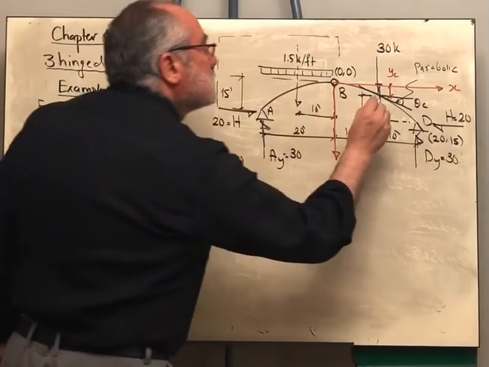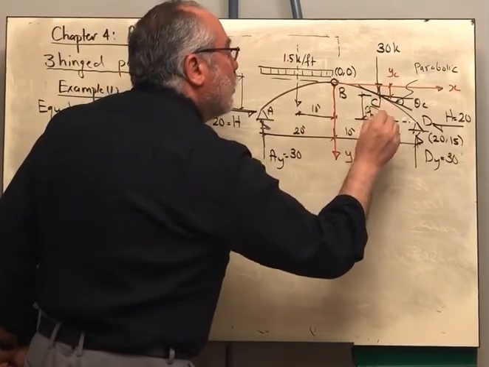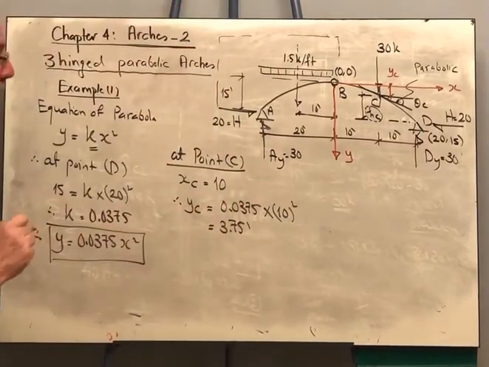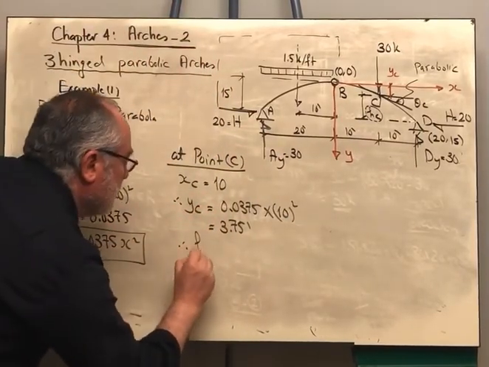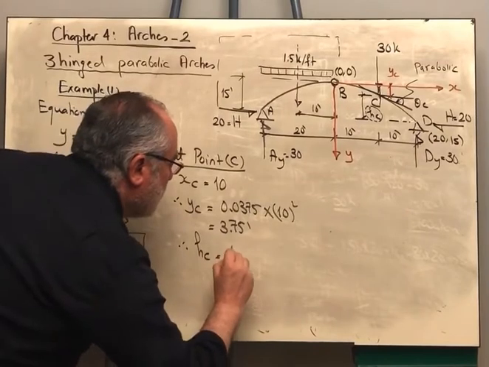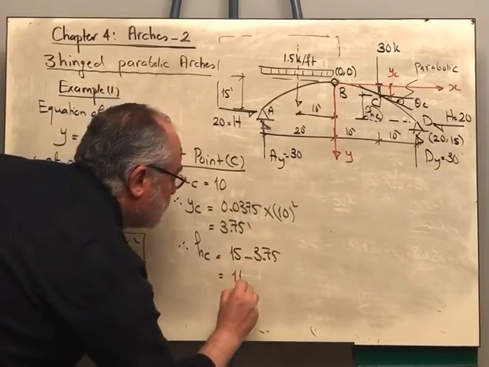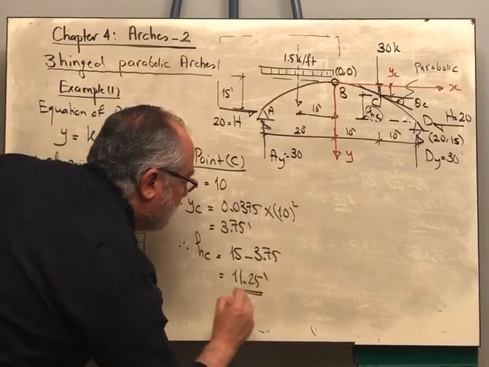I want the rise of point C. How far is point C from the horizontal datum? Therefore HC will be equal to 15 minus 3.75, which is 11.25 foot.